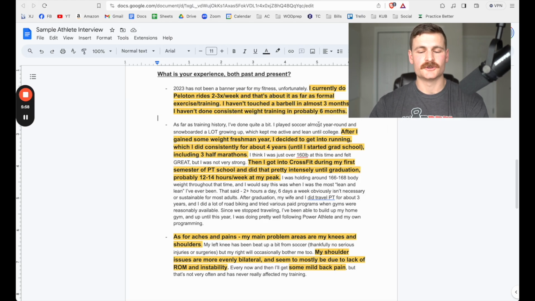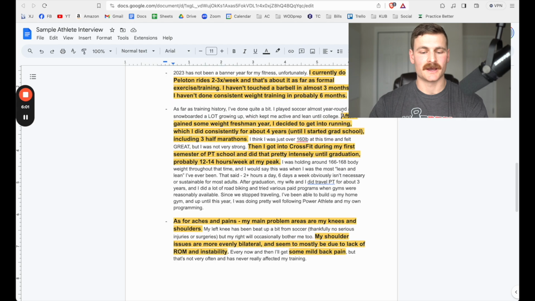As far as experience goes, we also want to know the past. Does he know how to move, so to speak? Does he have experience with any sort of cardiovascular activity or any strength movements in general, or are we starting from ground zero? Now, he says that he's trained for 3 half marathons, which means that he knows how to do steady state cardio. He knows how to run. He knows how to kind of get into this training mode, which is good information for me.